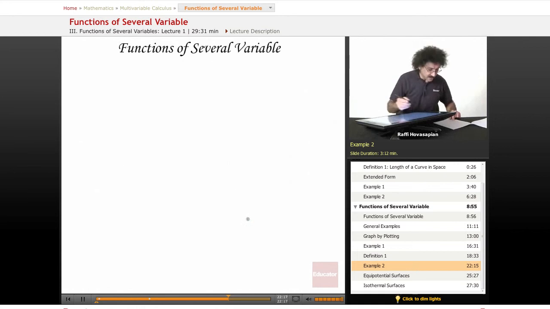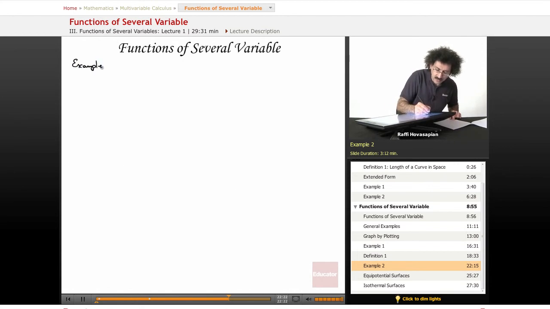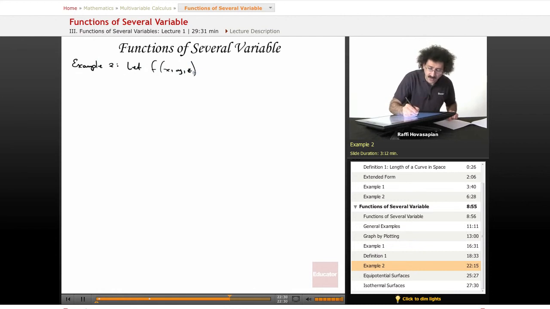Now let's do another example here. Example 2. Now we'll let f of x, y, z, so this time this is a function of 3 variables, equal 2x squared plus y squared plus 3z squared. So now f is a function from R3 to R.